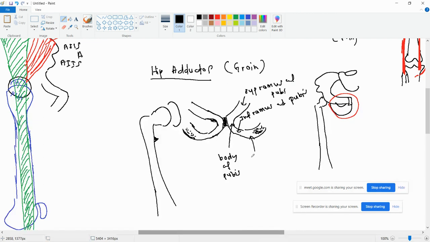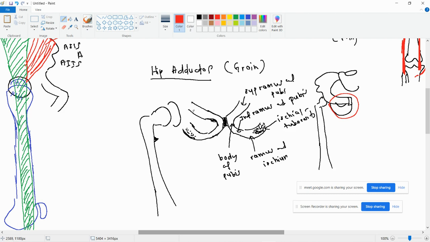And this is your ramus of ischium, and this ramus of ischium posteriorly becomes thickened, and this region we call the ischial tuberosity. So when we talk about the hip adductors, all these regions you should be very familiar with, because these muscles basically originate from this C-shaped area, which comes from your pubis and also part of the ischium.